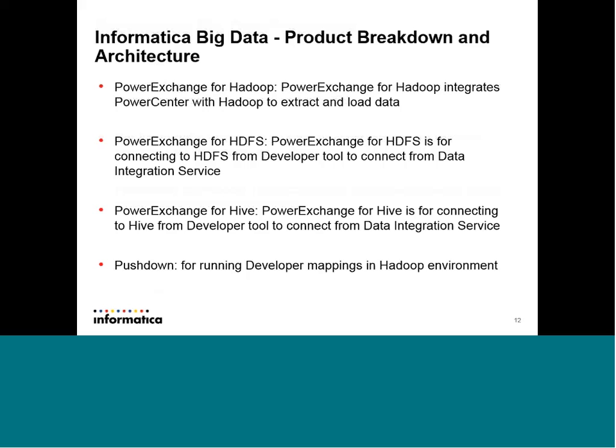When we say push down, it can be done only on the developer mapping. It can be done only on your data integration service machine. And this push down basically means that you can run the entire mapping logic on the Hadoop environment. So all of these are licensed options. And when we say Big Data Edition, it refers to all or one of these options depending on the license that you may have purchased.